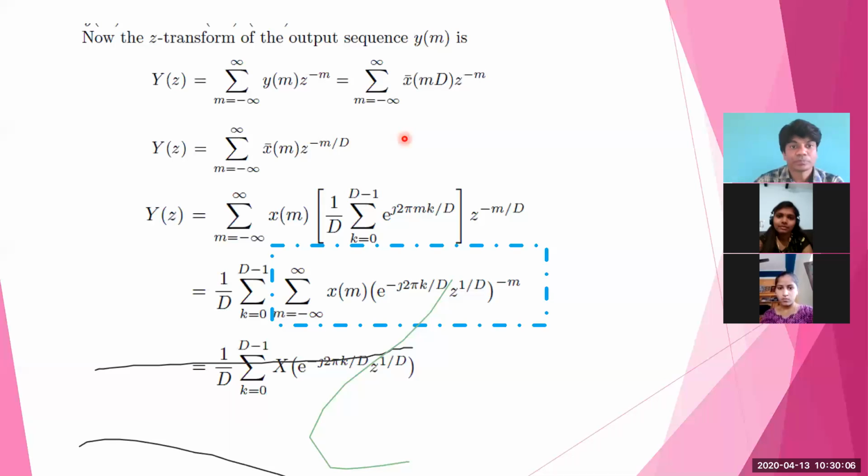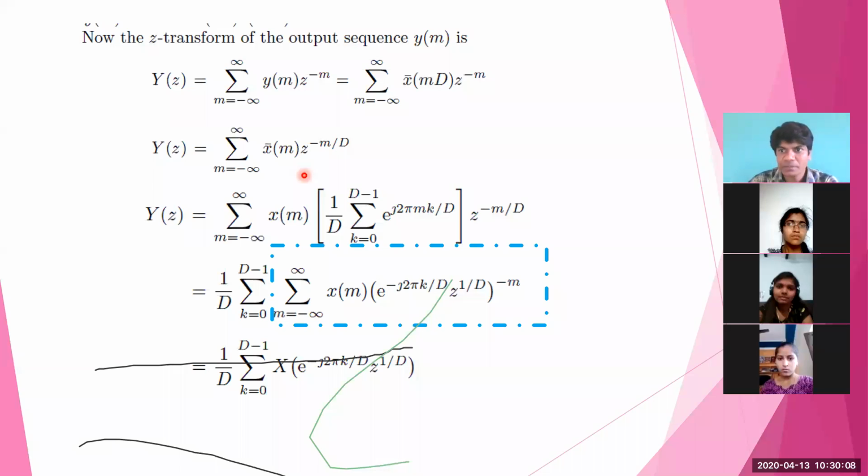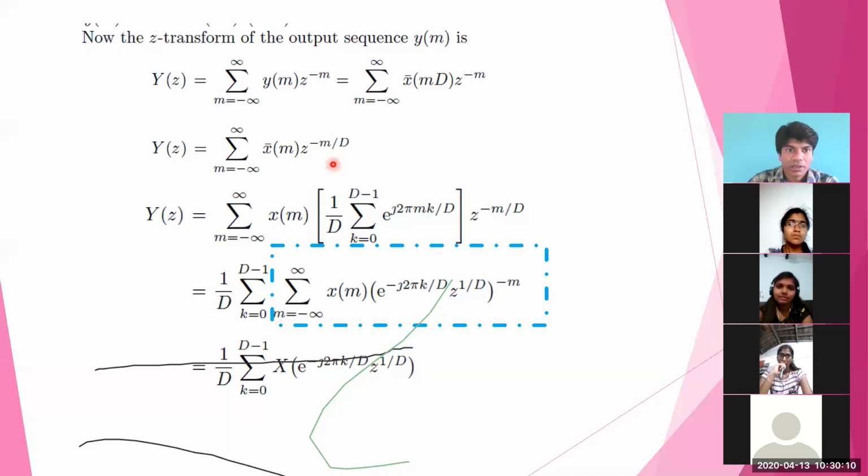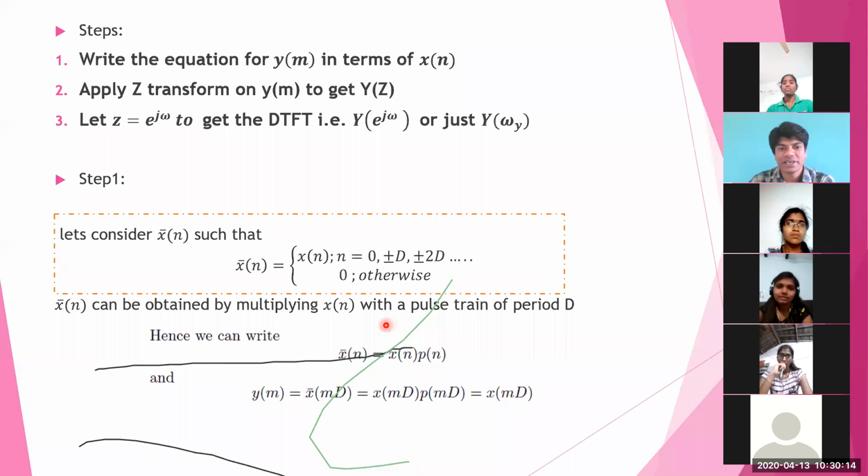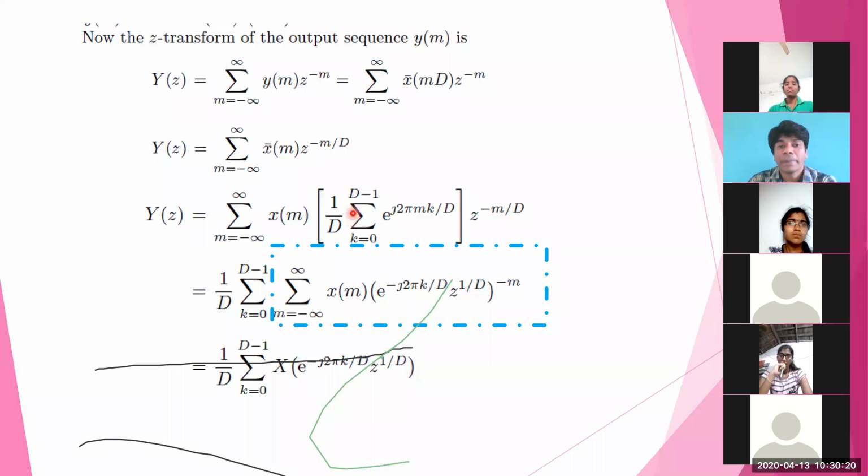Now again, if you look back at the previous expression, x bar of n, in fact, it is a multiplication of x of n into p of n. That means the pulse which I have talked about earlier is coming into picture here, and this is the Fourier series representation of the pulse which we have drawn earlier.